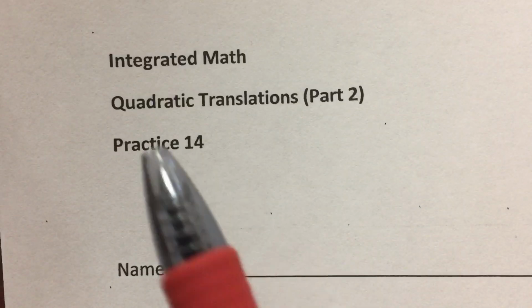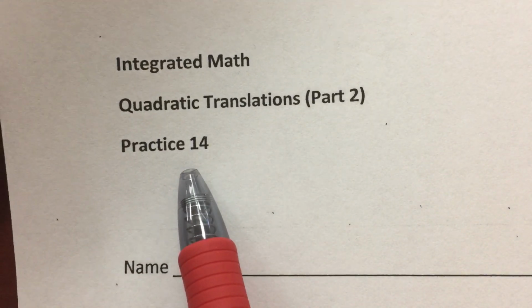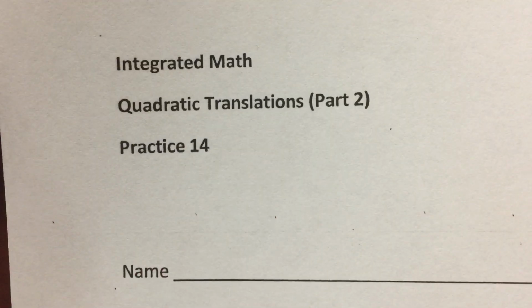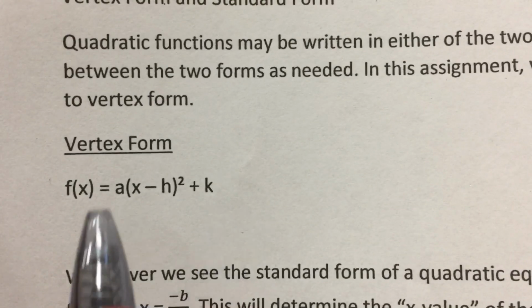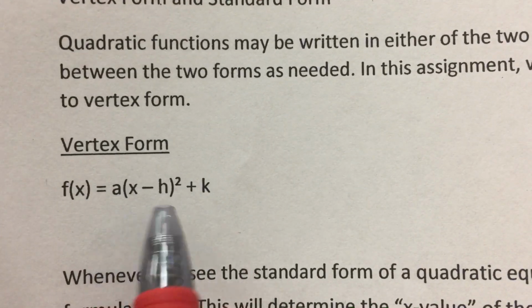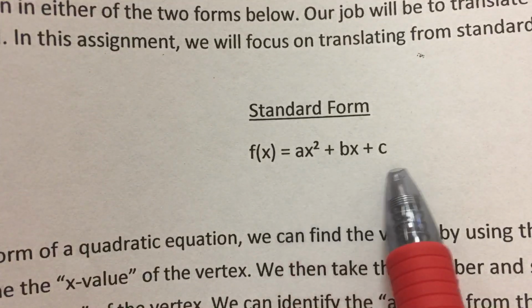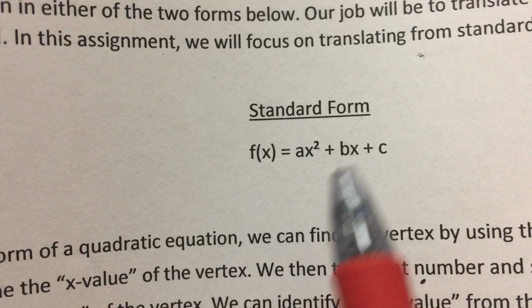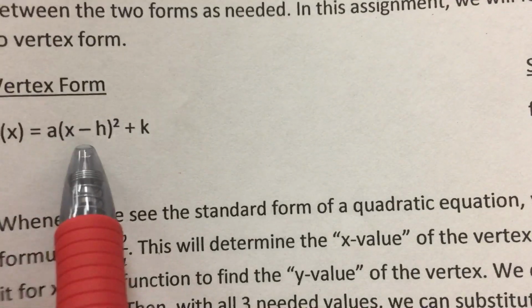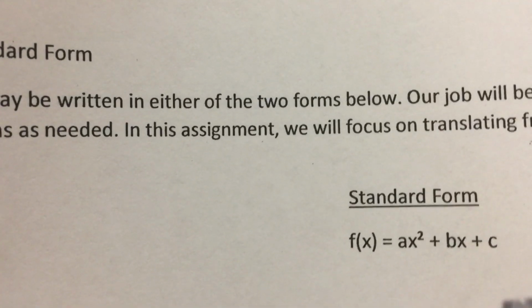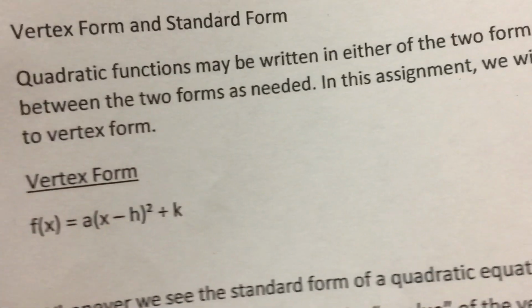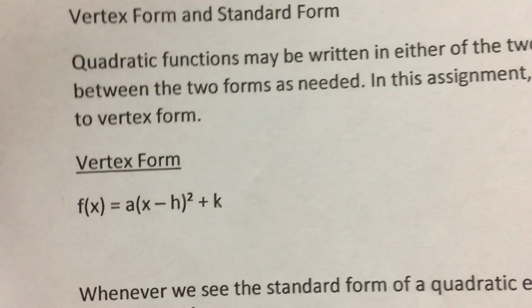All right, everybody. Today we are talking about integrated math, practice number 14. This is quadratic translations, part 2. In part 1, we discussed how there were two forms of the quadratic equation: vertex form, which looks like this with a parentheses, and then there is standard form, where there is no parentheses, but we can see A, B, and C. So we learned how to go from this type to this type. Today we are going to do that in reverse. We are going to be getting standard form equations and turning them into vertex form.